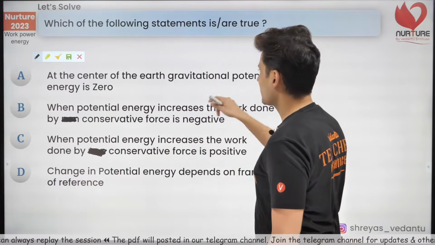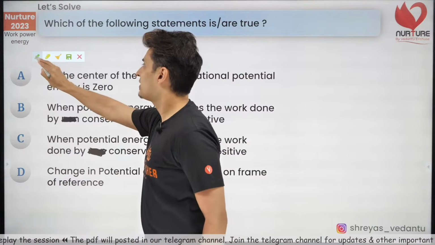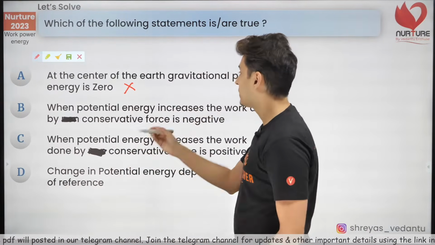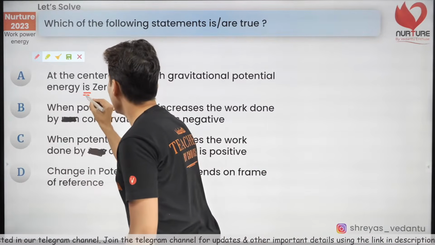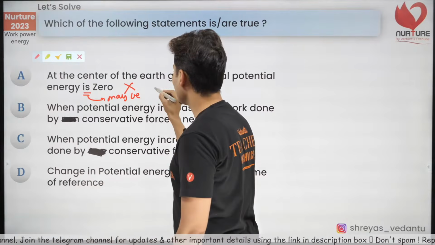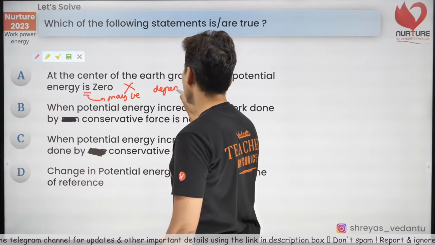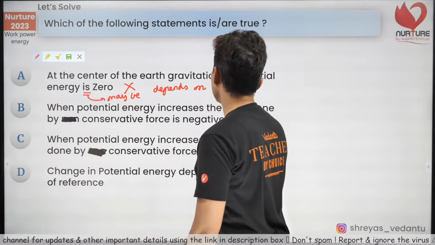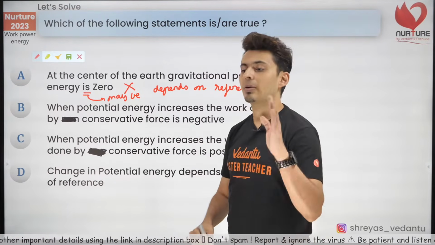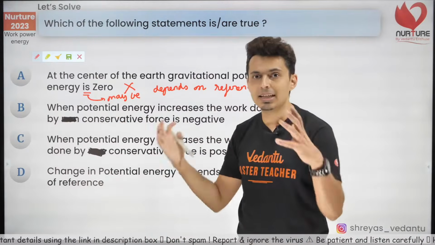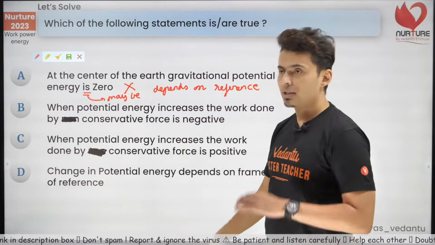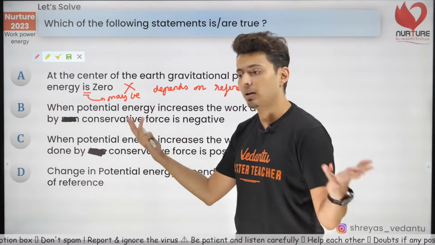At the center of the earth, gravitational potential energy is 0. This is wrong. It may be 0, it may not be. Why? Because it depends on the reference. Understand, I can take anywhere as zero potential energy, so it does not make sense to assume zero at the center of the earth. It may be, it may not be.